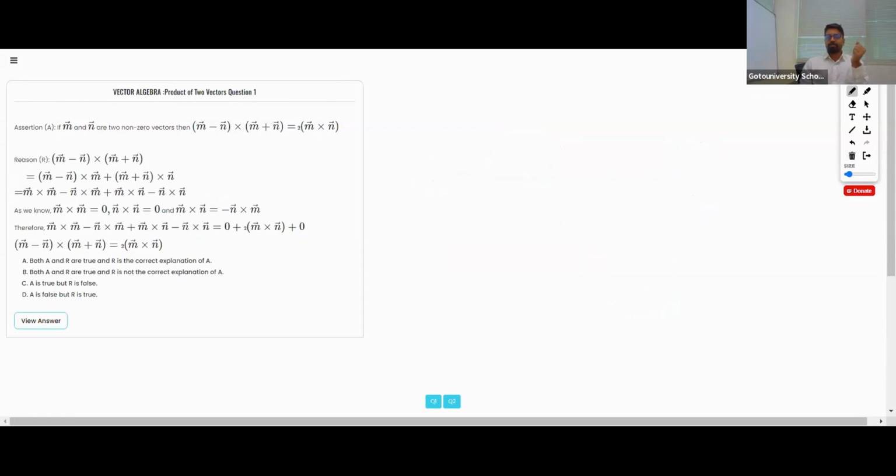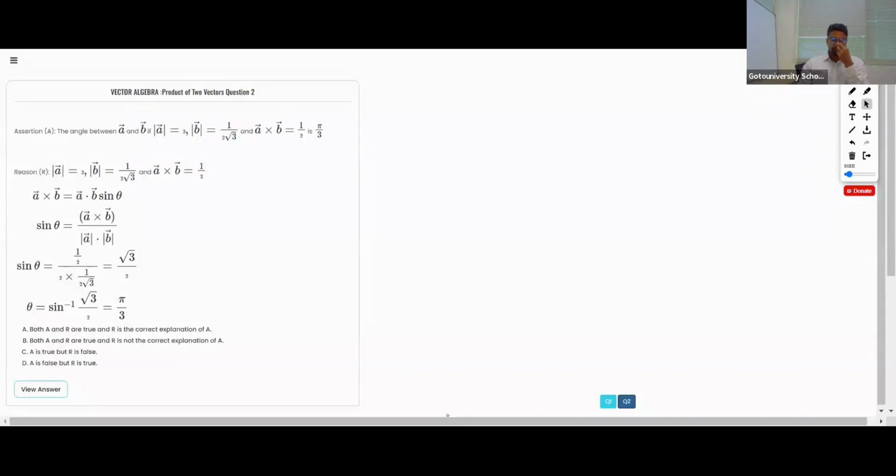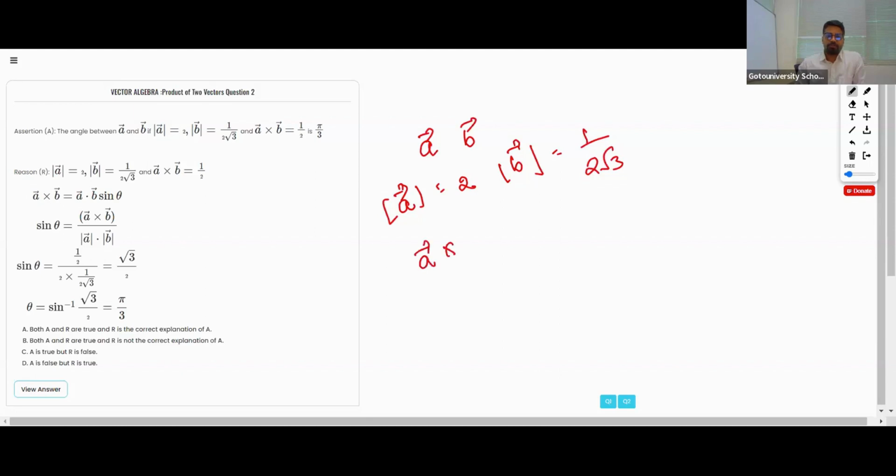Fine. Let's go for the next question quickly. What do we have here? If vector A and vector B are given in such a way that the magnitude of vector A is 2, the magnitude of vector B is 1 by 2 root 3, and the cross product A cross B is 1 by 2, and theta is pi by 3. That's what the assertion says. So we have to check whether the assertion and reason are right or not first, right?